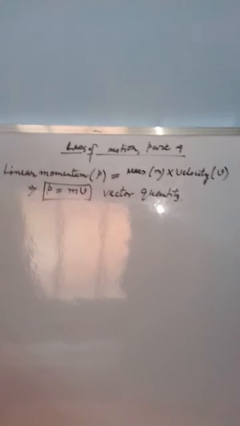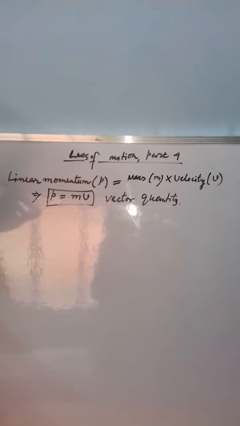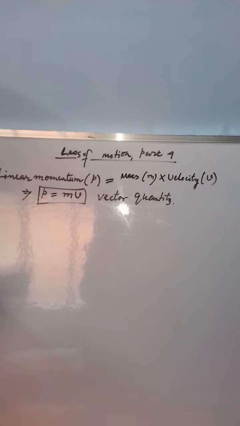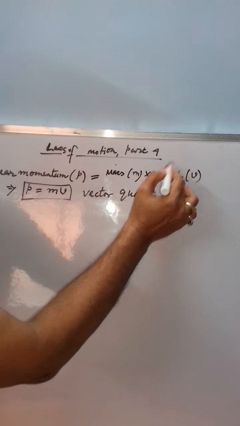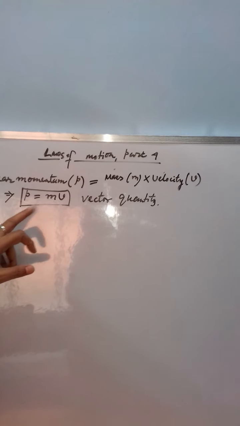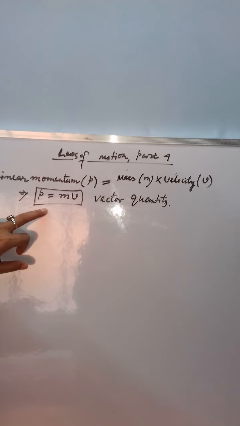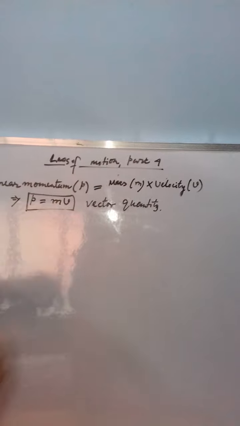So from this discussion, it is very clear that to stop an object by applying an external force in a given time period, you have to consider the mass of the object and the velocity of the object. The product of these two gives you the concept of linear momentum. Linear momentum is nothing but the mass and the velocity of an object, and it is a vector quantity.